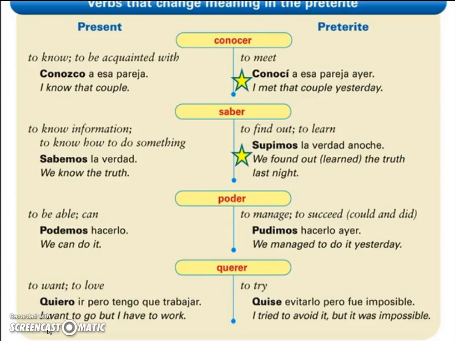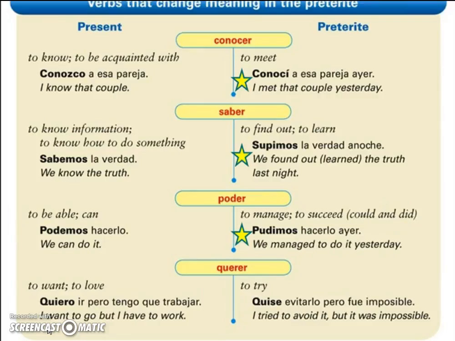Poder is to be able to. In the preterite, it changes to manage or to succeed. So that's not as much of a difference. Okay, so pudimos hacerlo ayer. We managed to do it yesterday. We attempted to do it and we succeeded.